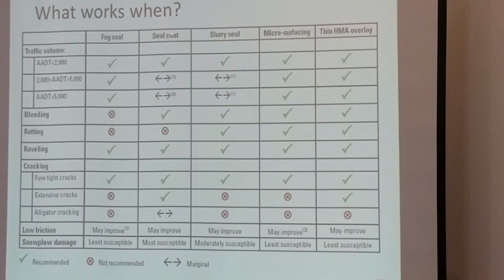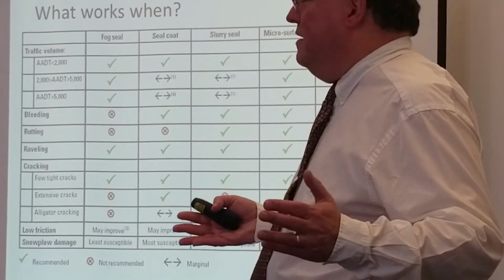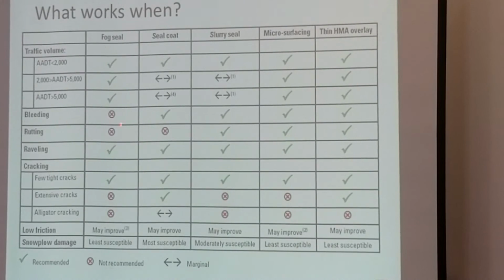You know, by seal coat, they mean what we refer to as a chip seal, and they're saying it's marginal above 2,000 vehicles per day. Well, we can go over to Minnesota and they'll chip seal on state highways and interstates. I mean, you know, this ADT level, yeah, you can do this on higher traffic roads. Otherwise, a lot of this makes some sense.